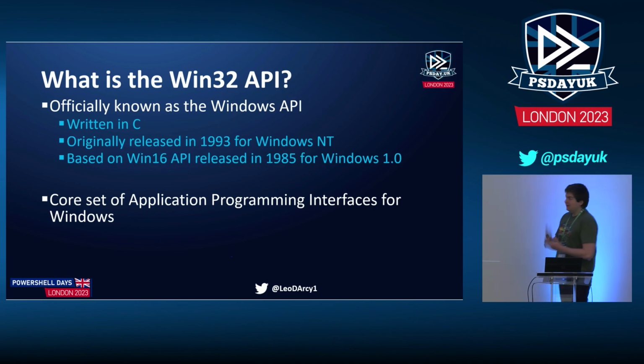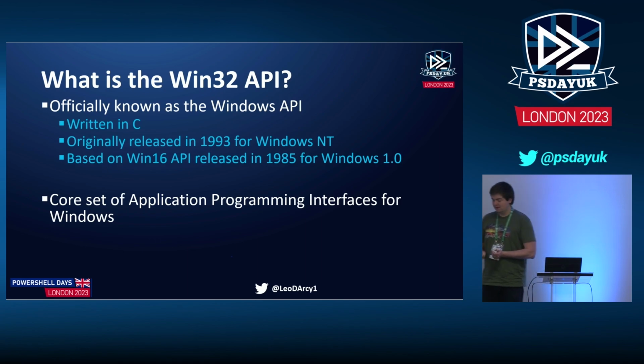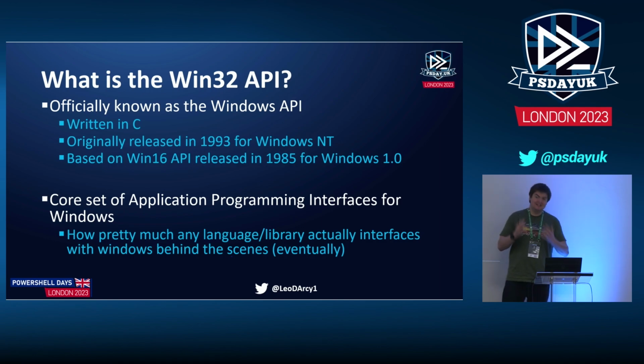So what is the Windows API? What's it actually doing? Well, it's the core set of interfaces for interacting with Windows, which means that pretty much anything and everything that you're doing, from PowerShell to HTML to C#, everything ends up back there. If you're interacting with the Windows operating system, whether it's creating a window or modifying the file system, you end up back at the Win32 API at some point. Everything else is just abstractions on top of that to make things easier.